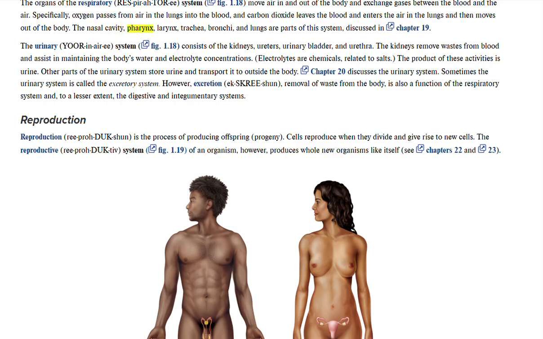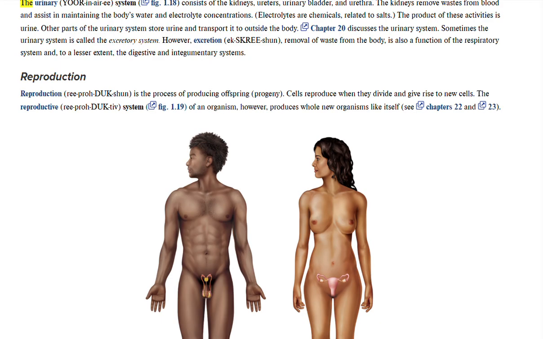The nasal cavity, pharynx, larynx, trachea, bronchi, and lungs are parts of this system, discussed in Chapter 19. The urinary system, figure 1.18, consists of the kidneys, ureters, urinary bladder, and urethra. The kidneys remove wastes from blood and assist in maintaining the body's water and electrolyte concentrations. Electrolytes are chemicals, related to salts. The product of these activities is urine. Other parts of the urinary system store urine and transport it to outside the body.